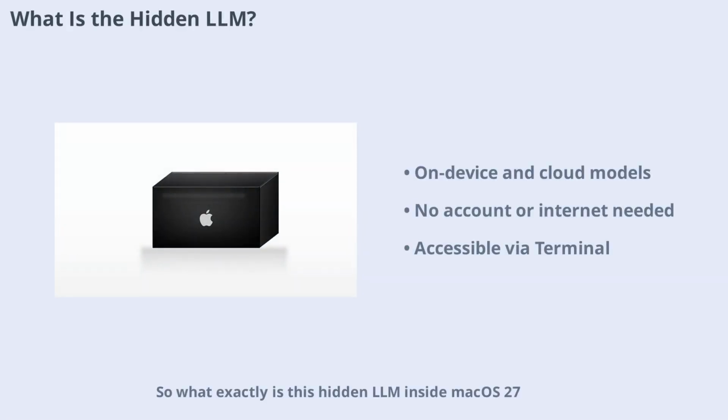So what exactly is this hidden LLM inside macOS 27? It's called Apple Foundation Models, and it's a full AI assistant built right into your system. There are two models: the default on-device model, which runs offline and for free, and a more powerful cloud-based version called Private Cloud Compute. The best part? You don't need to sign up or connect to the internet. It's all accessible through a simple command in your terminal. This means privacy, speed, and convenience, all bundled into your Mac.